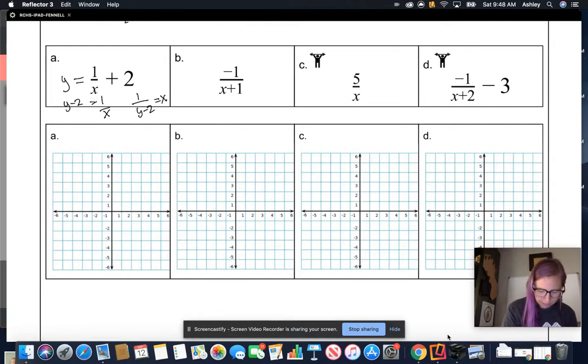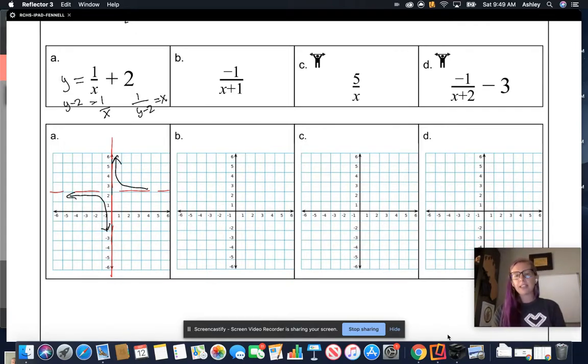Okay, so at x equals 0, we have our vertical asymptote here. At y equals 2, we have our horizontal asymptote, shifted up because of that plus 2. And then if you create a table, which I would of course encourage you to do, you will see that your function looks like that. Again, spend time playing with these in Desmos, get a feel for how this works.